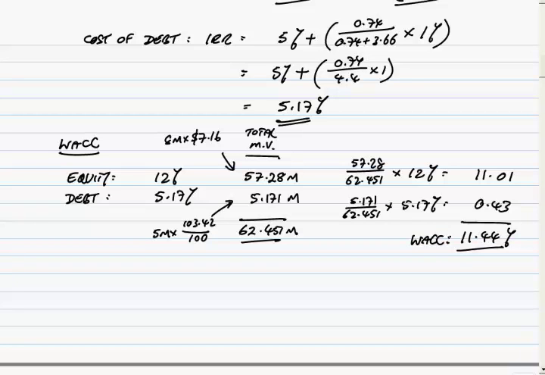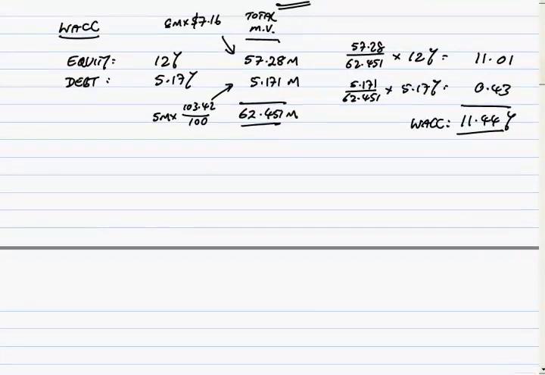A weighted average cost of capital of 11.44%. And again, because the amount of debt is so small, even if you'd use 5% as the cost of debt, you'd come to the same answer for weighted average, because it's such a small proportion.